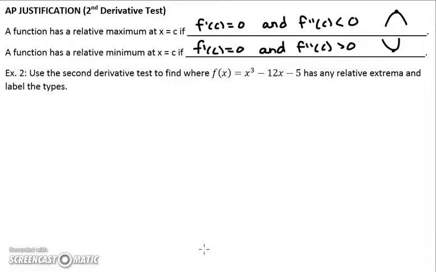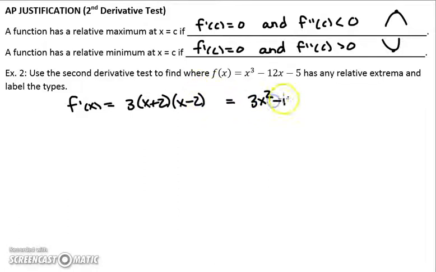We're not going to use that too frequently, but every so often AP can write a question that's going to make us use the second derivative test. A lot of times they won't tell us what the function is, they'll just tell us about the derivative. So let's use the second derivative test on this function that we just looked at. So we know that f prime was equal to 3 times (x plus 2)(x minus 2) after we factored, but it was also equal to 3x squared minus 12. If we take our second derivative, or take the derivative of this one, it'll be a little bit easier. We're going to get 6x, and that's just it, 6x.